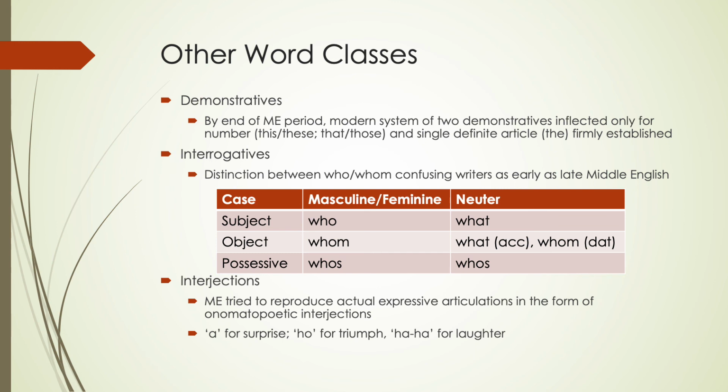And then interjections were things that were starting to show up in writing. So they're trying to reproduce some of those actual expressive articulations in the form of different sorts of interjections. So we get ah for surprise, ho for triumph, ha ha for laughter. And we see a lot of those continue, and we'll see over time those expand and become more and more common as we move further along into English.